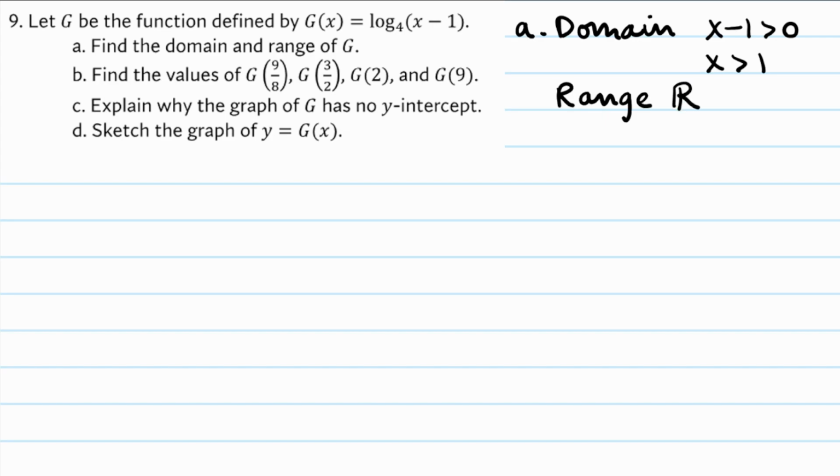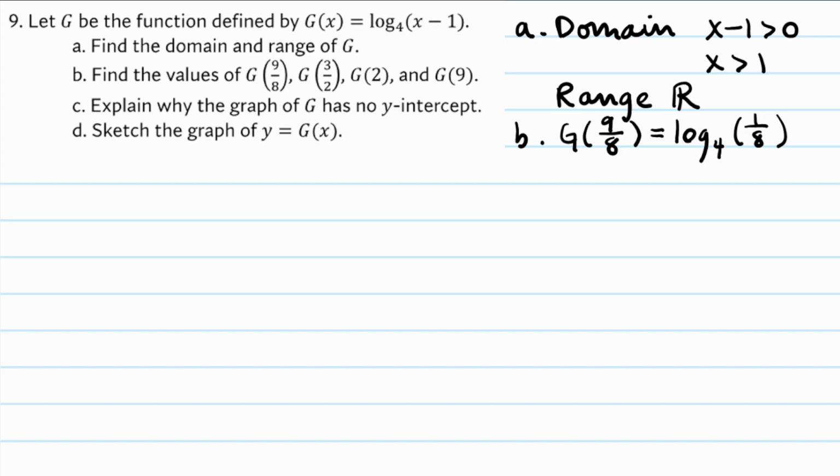And for the range, I'm going to have all real numbers because it's a log function. For b, find the values of these things. G of 9/8 is going to equal the log with base 4 of 9/8 minus 1, which would be 9/8 minus 8/8, which is 1/8. Ooh, yeah, that's a good one.